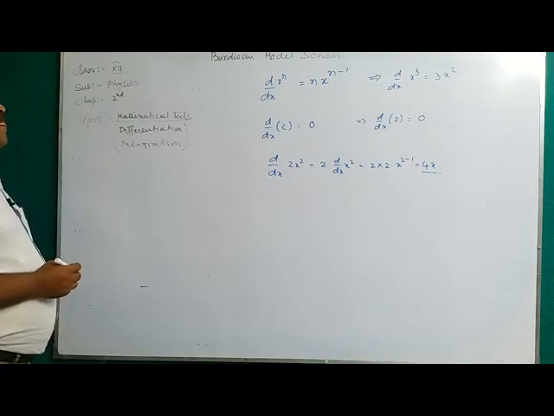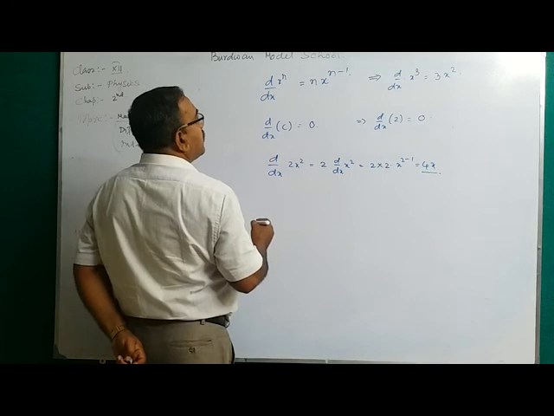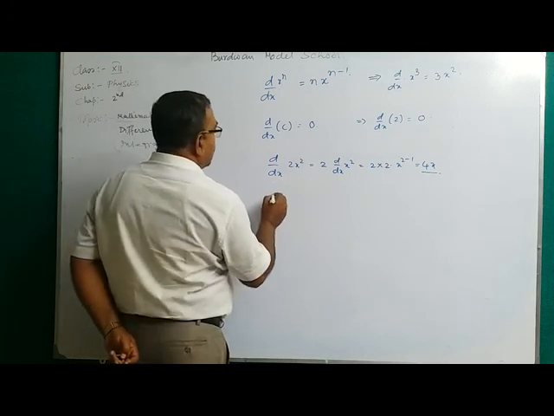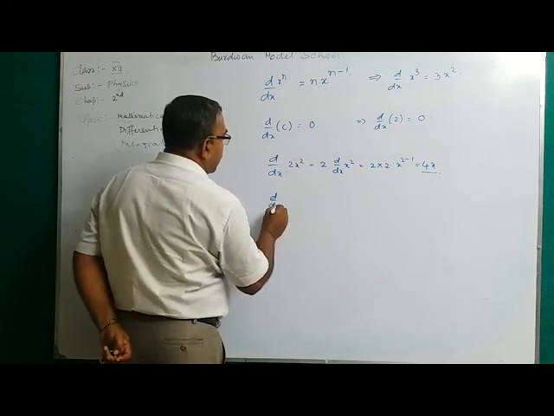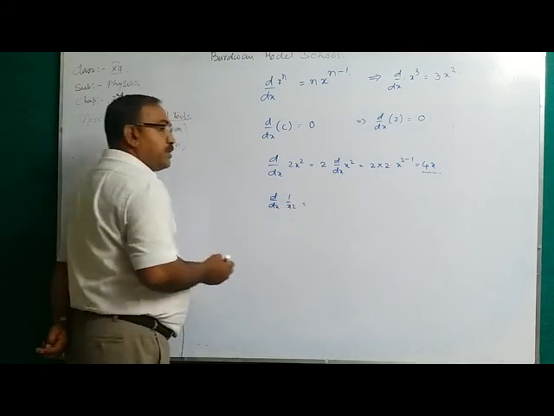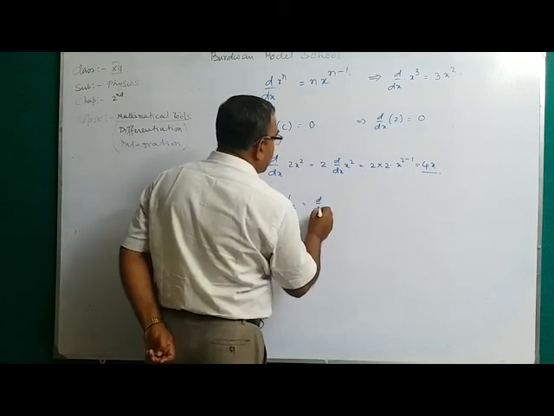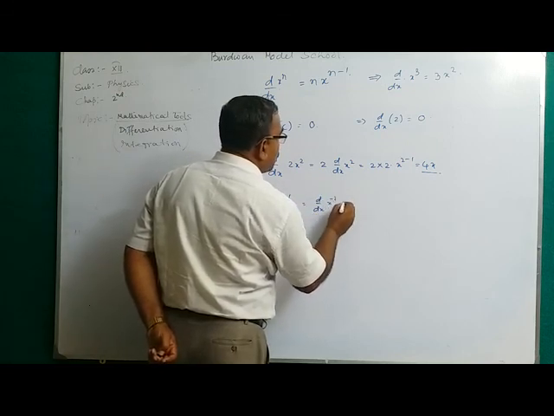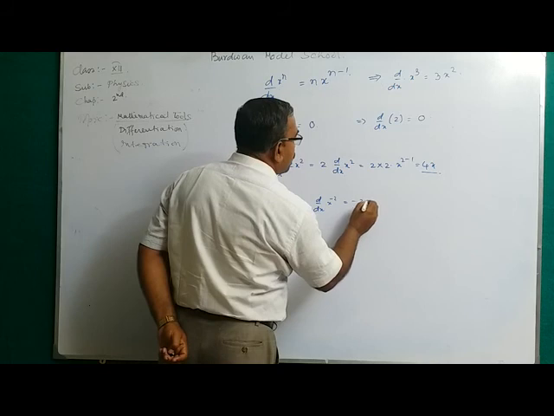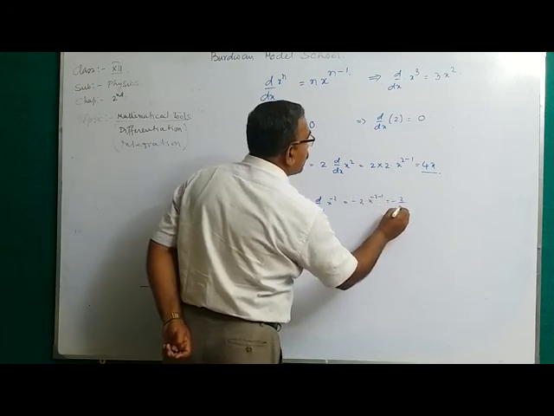Okay, suppose you know d by dx of 1 by x square. How can we find it? d dx of x to the power minus 2, you know it, minus 2 x to the power minus 2 minus 1, that is equal to minus 2 by x cube.